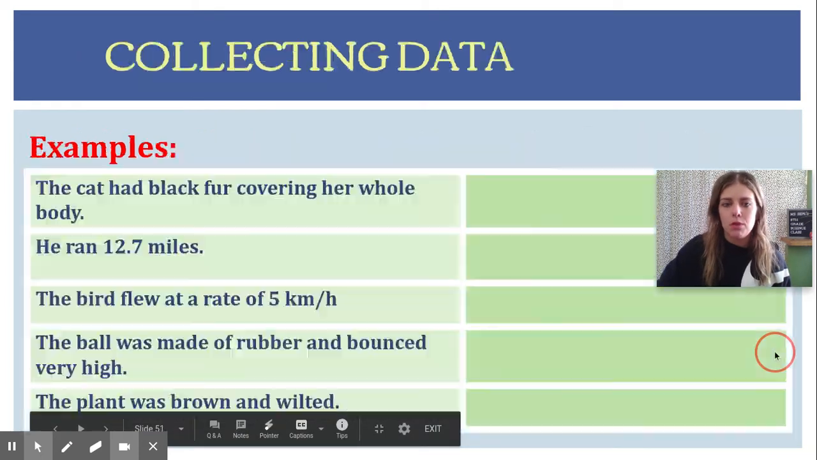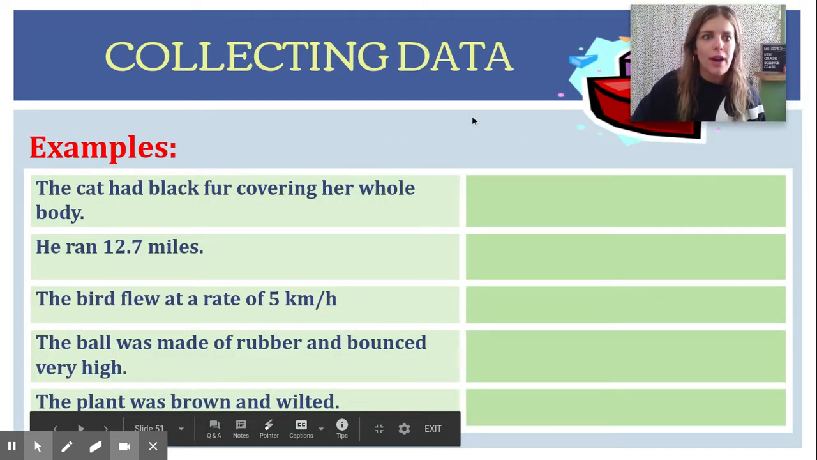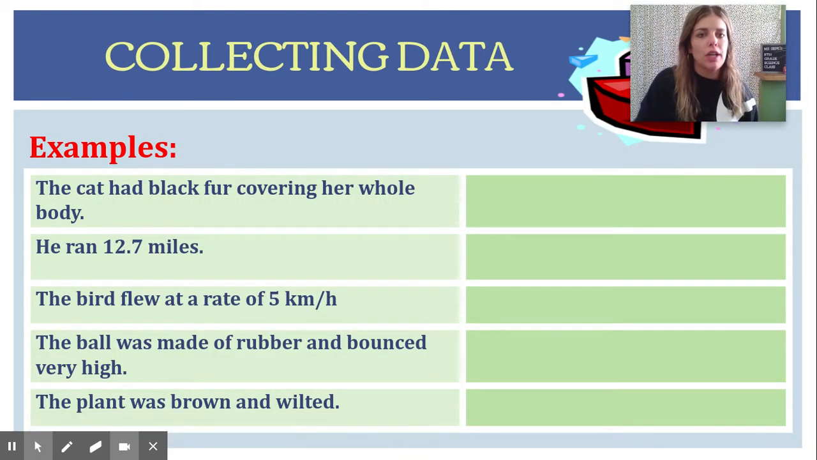Here are some other examples we can do together. All right. The cat had black fur covering her whole body. Is this qualitative or quantitative data? It would be considered qualitative data because you are using your eyes to see that the cat has black fur covering her whole body. You're using your five senses.